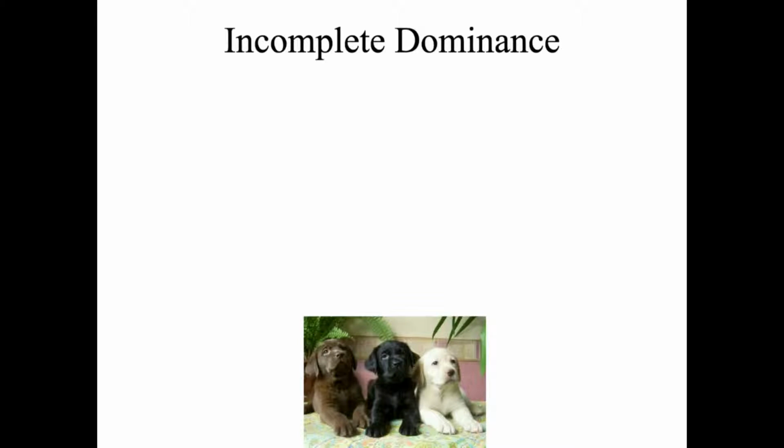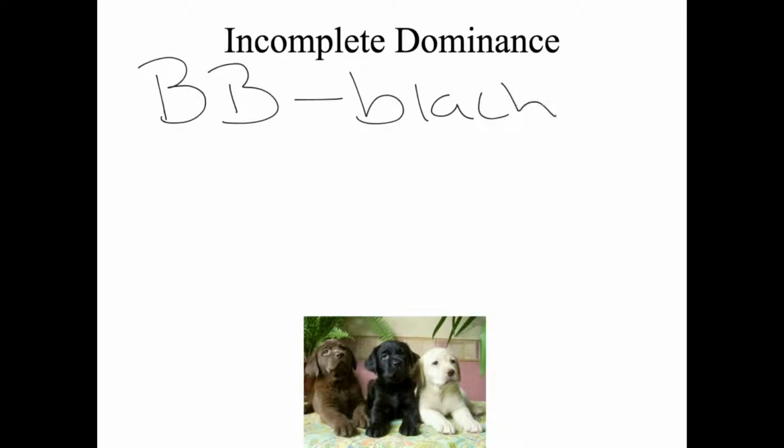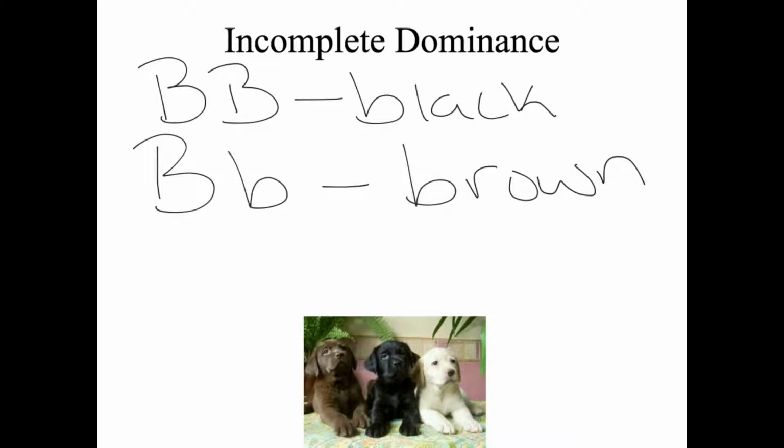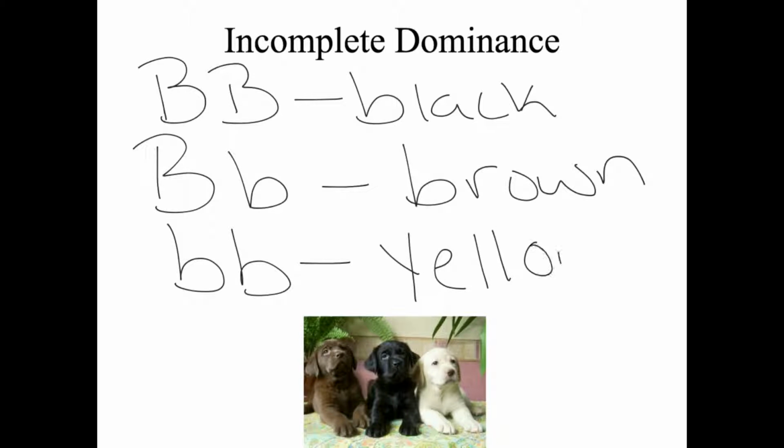An important part of doing incomplete dominance problems is making yourself a key. So if we have the genotype big B, big B, we know that that is going to be a black puppy. Okay, a heterozygote is going to show up as a brown phenotype. And the recessive little b, little b will be a yellow pup. So keep this key in mind. This will be important when we get to the last part of the question when we're answering about the phenotypic ratios.